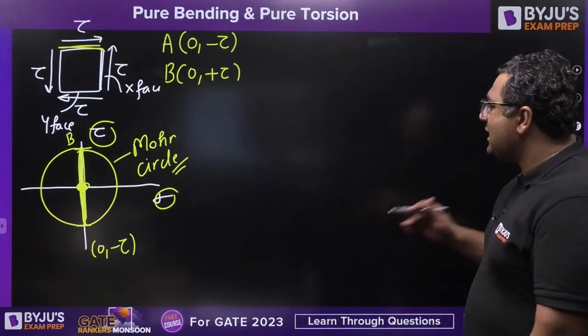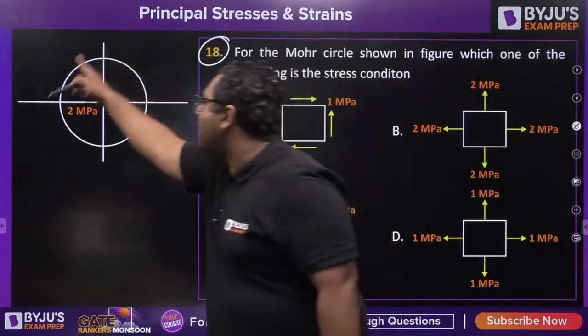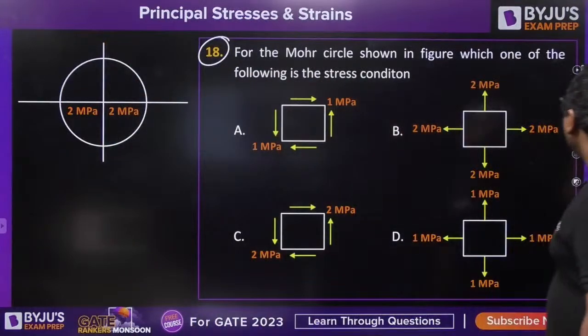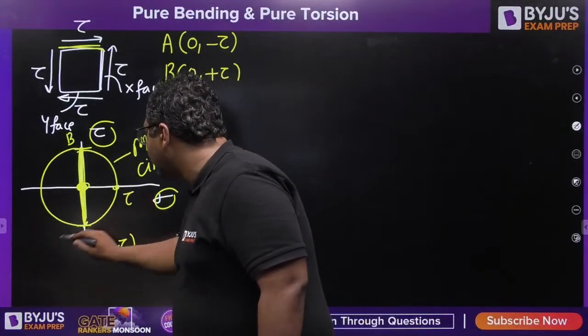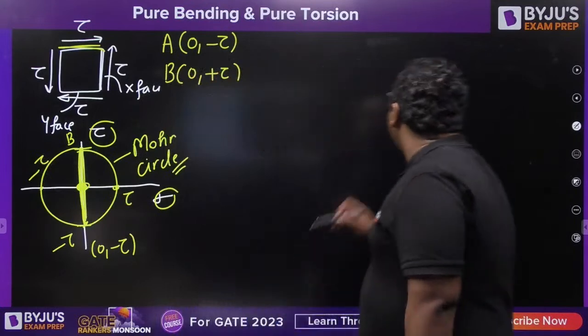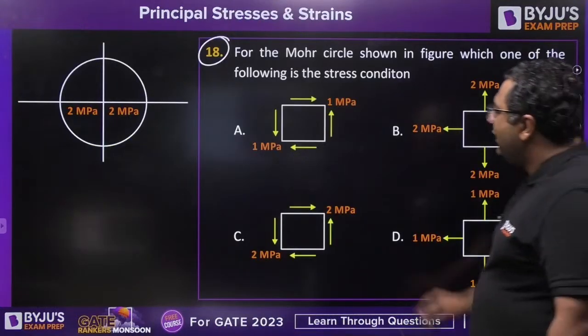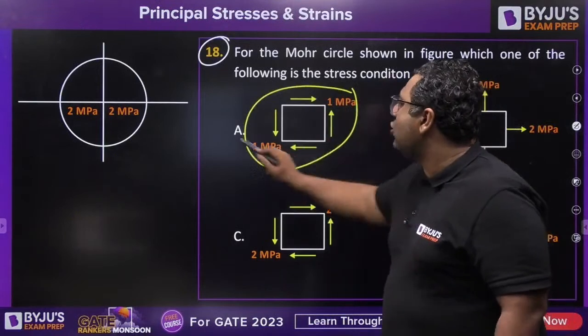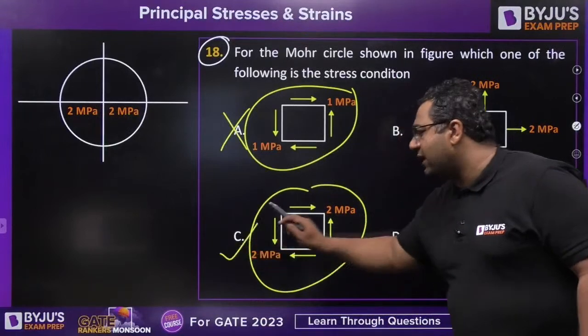So guys, this is the Mohr circle, and you can see our given Mohr circle is also like that. So you can see that this value is going to be tau, this is going to be minus tau, this is going to be minus tau. So if this tau value is given as 2, that should be our answer. Here tau value is 1, this cannot be our answer. Here tau value is 2, so C is going to be our answer.